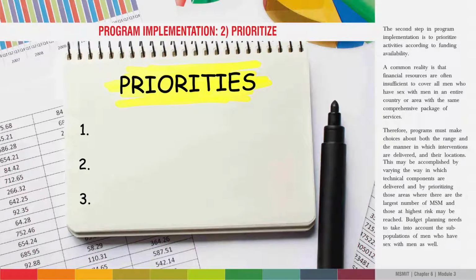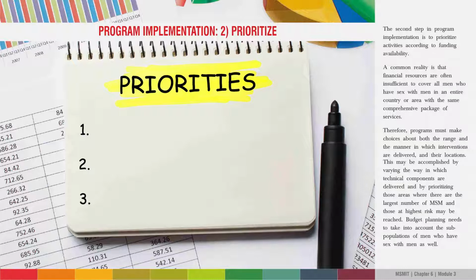The second step in program implementation is to prioritize activities according to funding availability. A common reality is that financial resources are often insufficient to cover all men who have sex with men in an entire country or area with the same comprehensive package of services. Therefore, programs must make choices about both the range and the manner in which interventions are delivered and their locations.